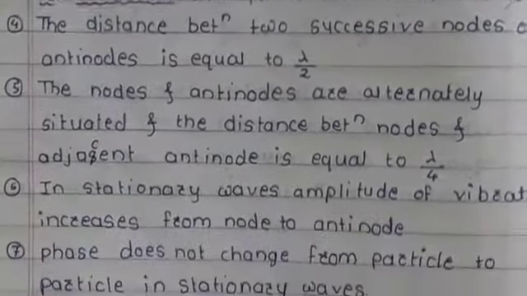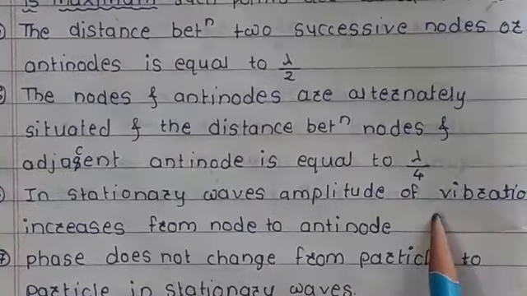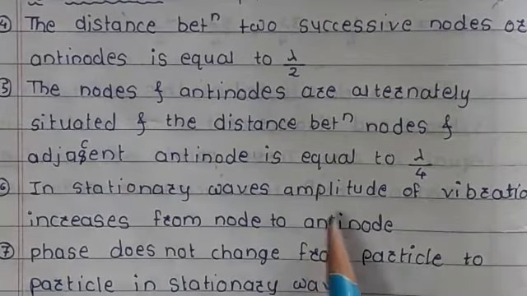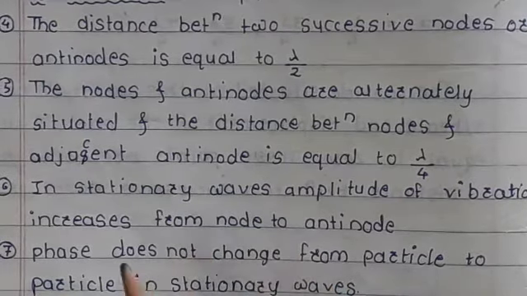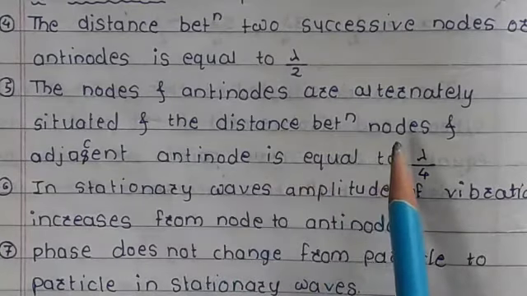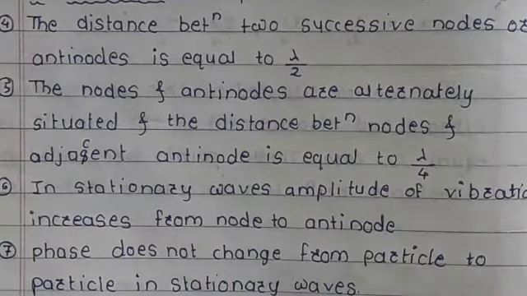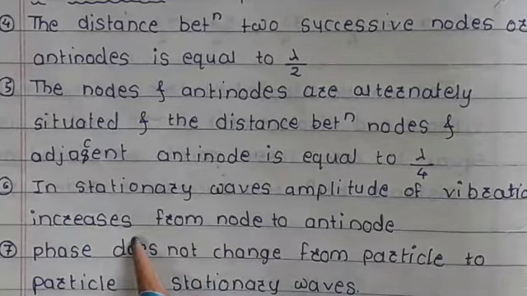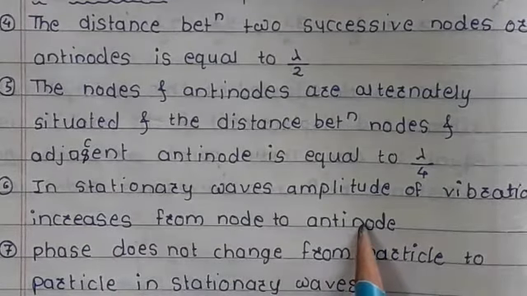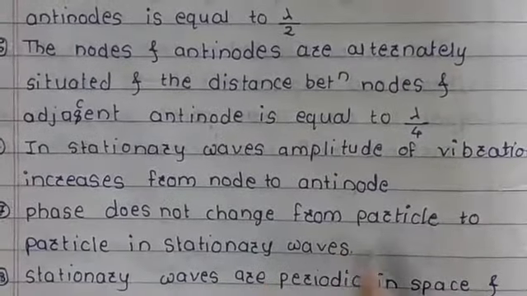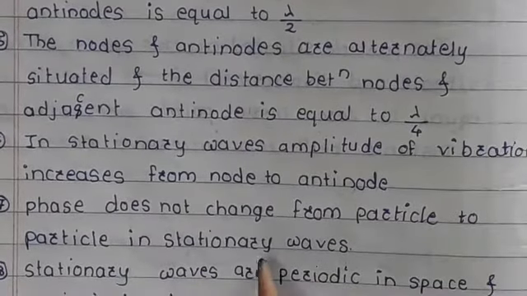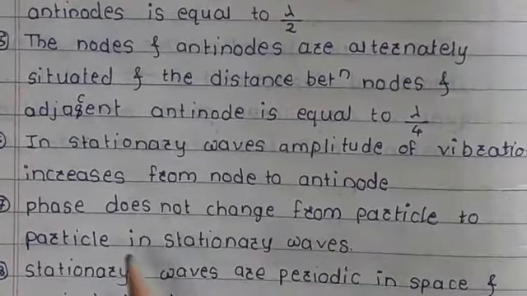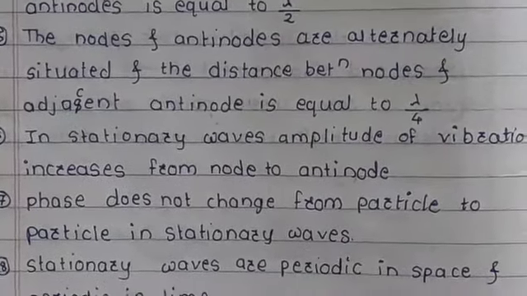Next, in stationary waves, the amplitude of the vibration increases from node to antinode. That means the stationary wave starts from the node, reaches its maximum amplitude at the antinode, and regains its original position. Then the phase does not change from particle to particle when the stationary waves are produced.